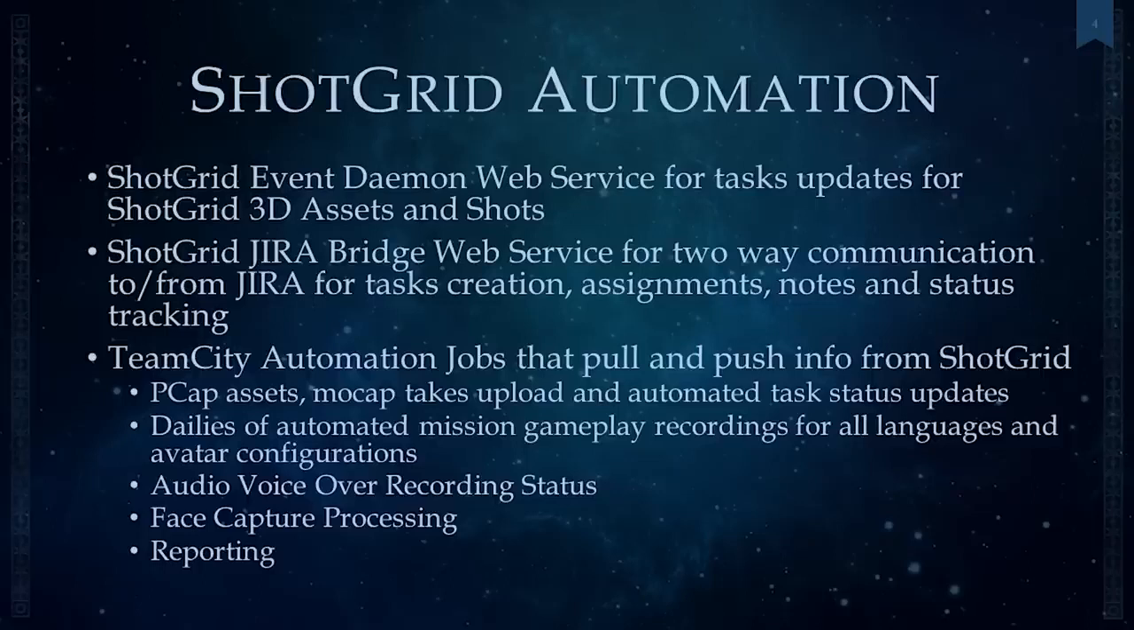On the ShotGrid automation side of things, we have the following building blocks. First, we have a ShotGrid event daemon web service for task updates for ShotGrid 3D assets and shots. Second, we have a Jira bridge that connects ShotGrid to the Jira bug tracking service, so we can have two-way communication to and from Jira, and that allows us to keep track of task creation, assignments, notes, and status tracking.